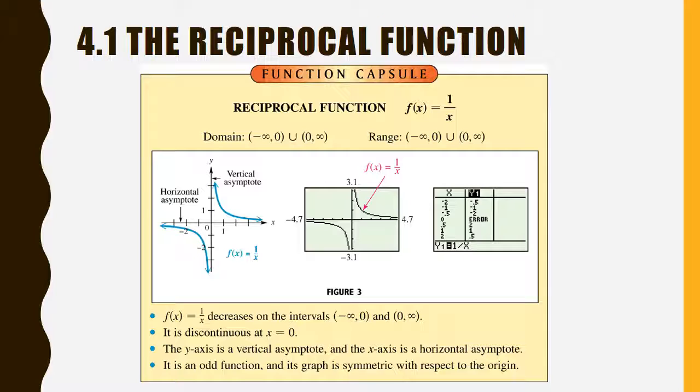This also reminds us that the function is decreasing from negative infinity to 0, and it's increasing as x goes from 0 to infinity. It is discontinuous at x equals 0. There's a discontinuity there. The y-axis is the vertical asymptote, and the x-axis is the horizontal asymptote. It is an odd function. If you flipped it upside down, it would look completely the same. And that means that the graph is symmetric with respect to the origin.